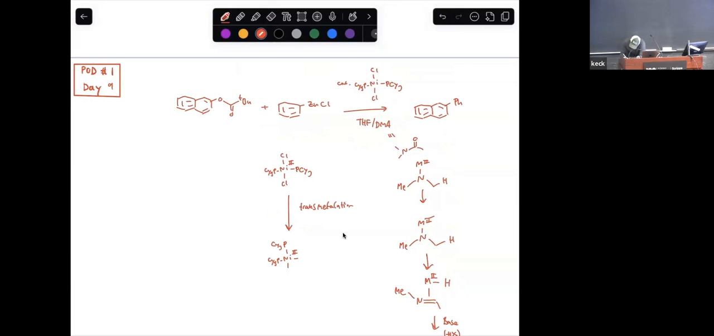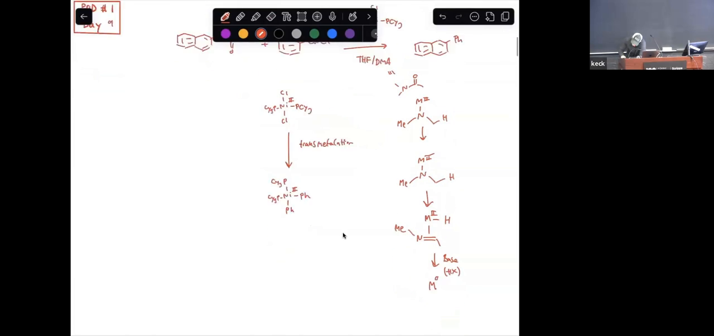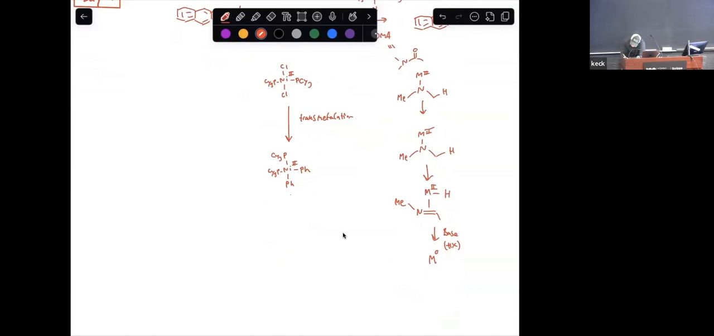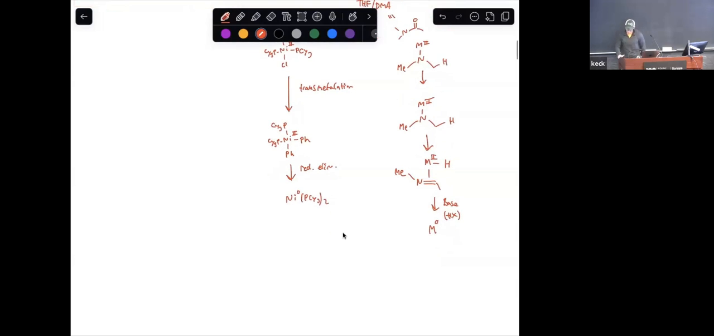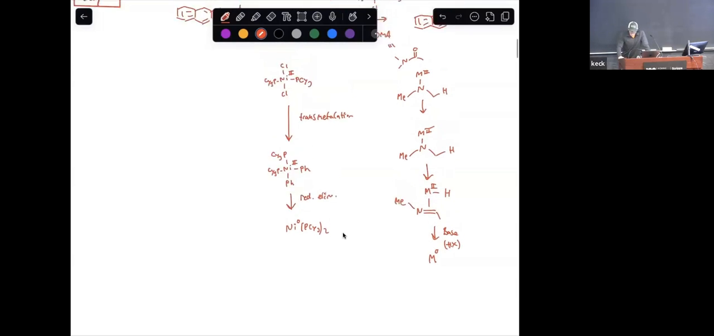I'm just drawing this with the cis-trans isomerization to simplify things, and then what do you like happening next? That's the reductive elimination. Yeah. Nickel zero, and then you have two tricyclohexylphosphine ligands.